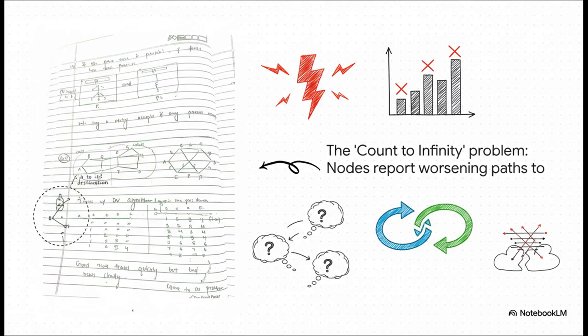So imagine the direct path from A to its destination suddenly breaks. B doesn't know this yet. It just knows its best path was through A. But then its other neighbor, C, says, hey, don't worry, I can get there. So B happily reroutes its traffic through C. But here's the catch. C's path actually goes back through B. They end up in this crazy routing loop, passing bad information back and forth while the cost to reach that dead link just gets higher and higher, literally counting towards infinity.